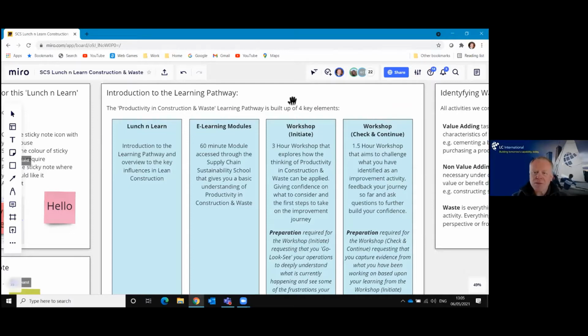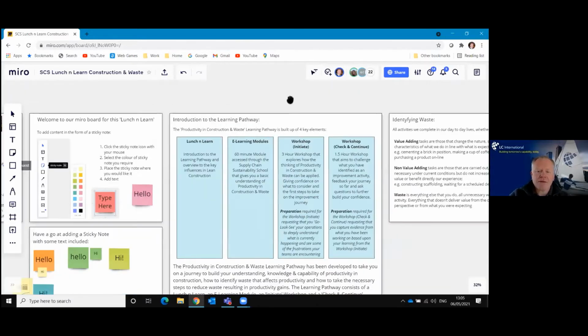And there'll be a coaching opportunity as part of that Check and Continue workshop. So we'll give you more details towards the end of this Lunch and Learn around how to get involved with this learning pathway and the other 8 learning pathways that there are.